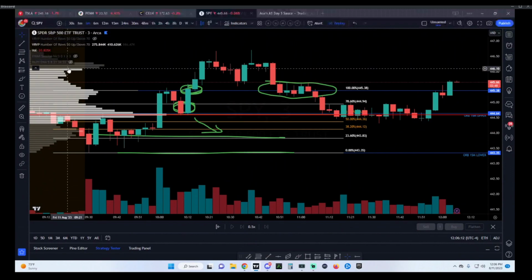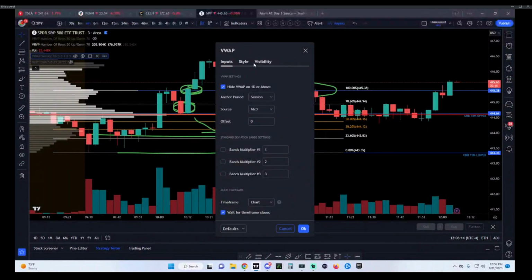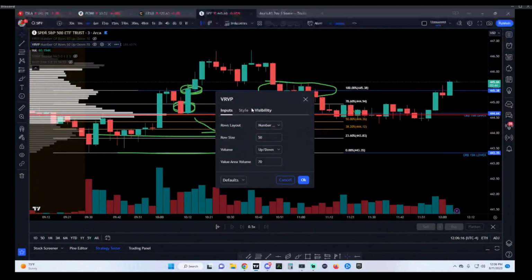Alright, I got it. Thanks. And then someone else wanted VPVR, so let me set that up for them. Oh, that's VWAP. There you go.